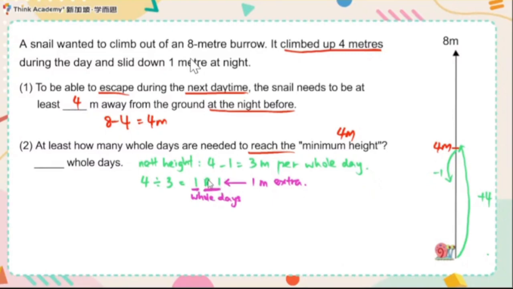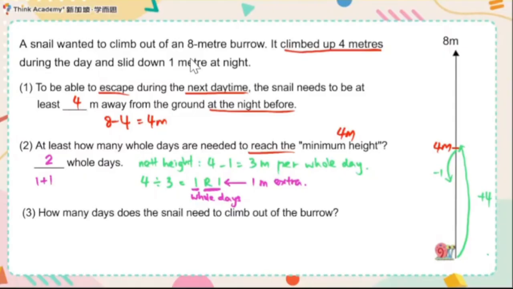So whenever you see the remainder here, you need to keep the quotient and plus 1. The next whole day is used to handle the remainder, so you can cross the remainder and enter the minimum height. So you will need 2 whole days at least, 1 plus 1. And that means how many days does the snail need to climb out of the burrow? Just now, we need 2 days to reach the minimum height. Now, what about the days needed to climb out of the burrow?